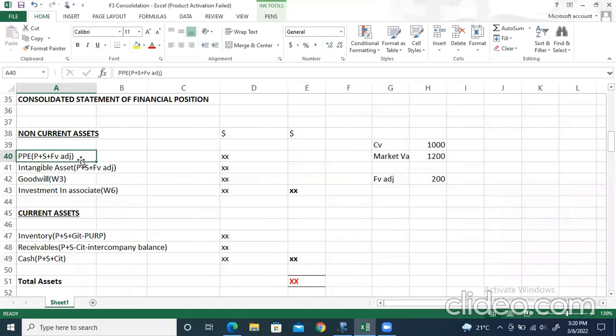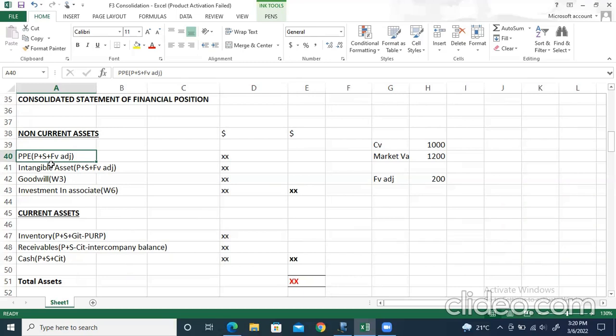But you might be wondering what is this P plus S plus fair value adjustment. Let's start discussing them so that you understand each and every head regarding this. Now, this P plus S basically means parent. P is parent, S is subsidiary. Okay, so like I told you in the previous notes as well, in consolidation we are doing line by line adding of all the financial statements, right? So this is one example of line by line adding.